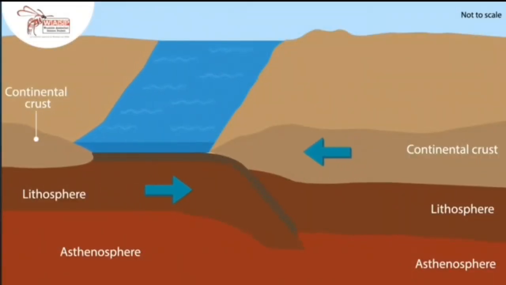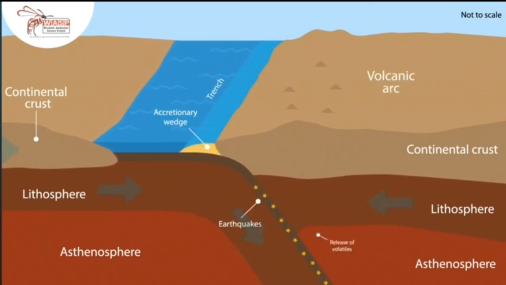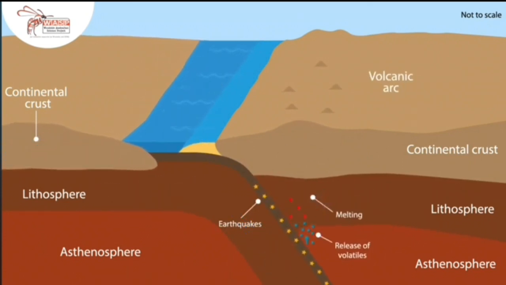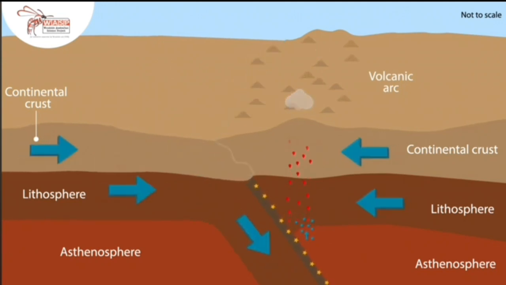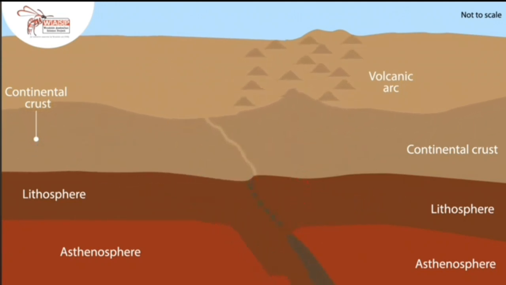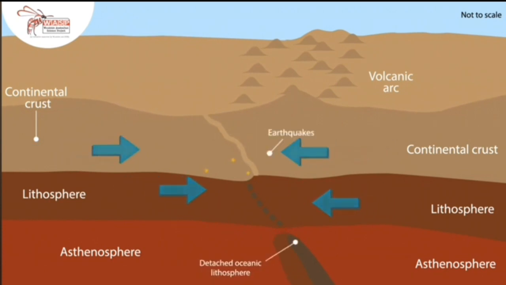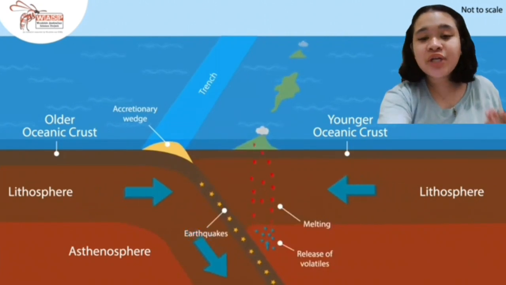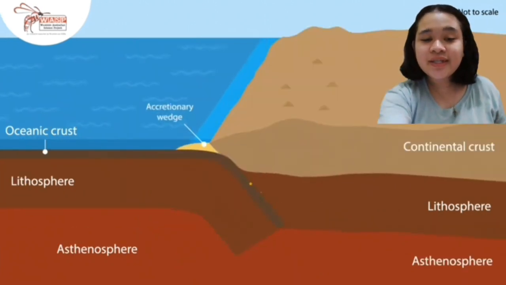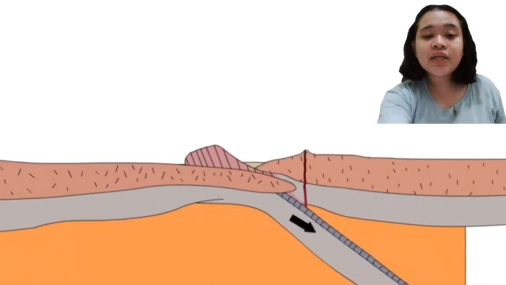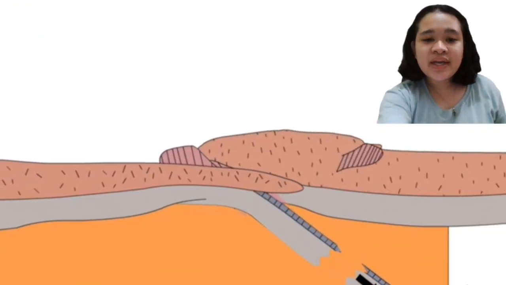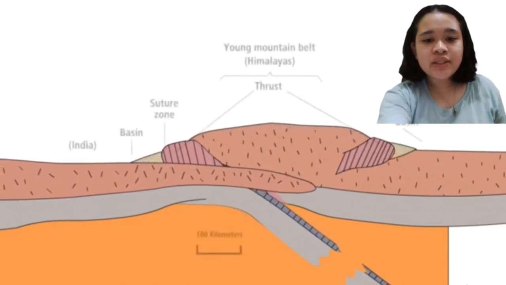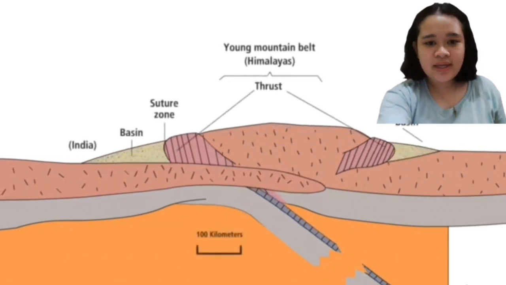This collision happens on a scale of millions to tens of millions of years and can lead to volcanism, earthquakes, orogenesis, destruction of lithosphere, and deformation. Convergent boundaries occur between oceanic lithosphere, oceanic and continental lithosphere, and continental lithosphere. The geological features related to convergent boundaries vary depending on crust type.